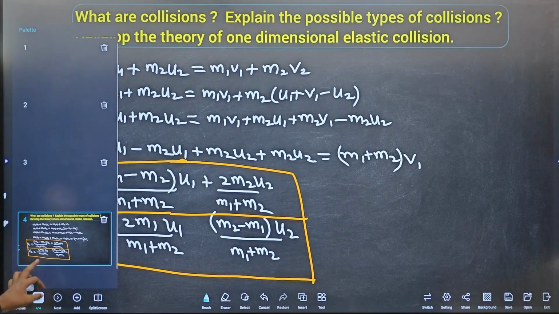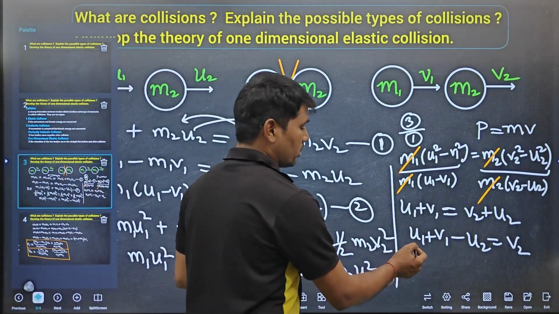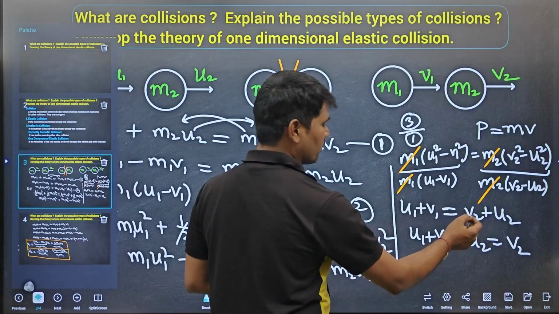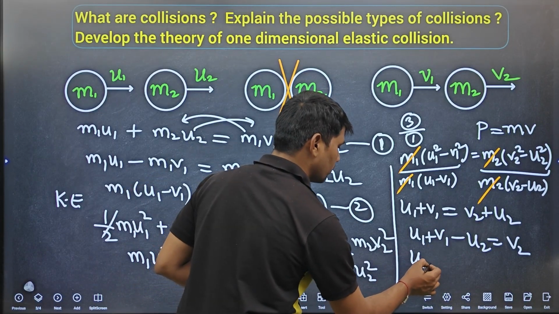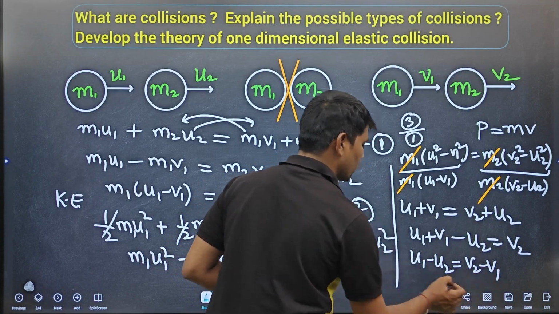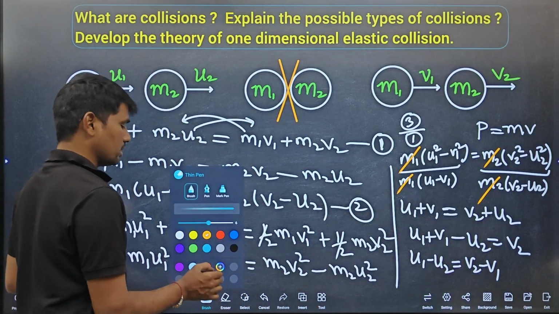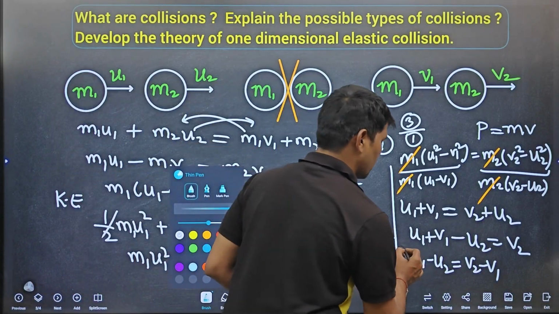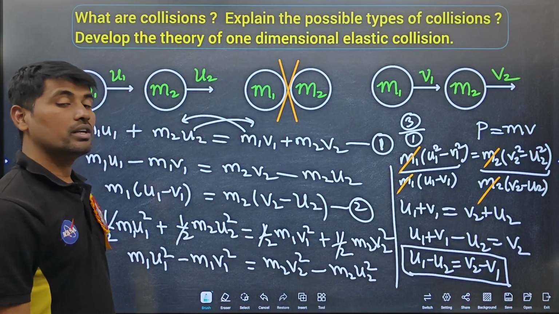So one more thing here in this slide. See once. If you transpose v1 to the other side, then what will you get? u1 minus u2 is equal to v2 minus v1. From this what can we say? Velocity of approach is equal to velocity of separation. Have you understood what the meaning is?